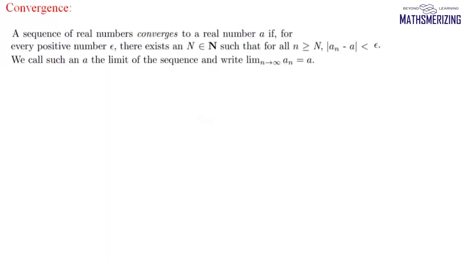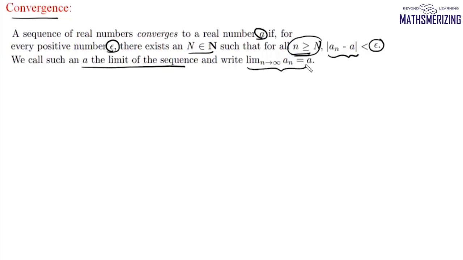Now once we have defined a sequence, the next thing that we'll study is convergence of a sequence. A sequence of real numbers converges to a real number a if for every positive number epsilon there exists an N belonging to natural numbers such that for all n greater than or equal to N, mod of an minus a is less than epsilon. So if we can find such an N for all values of epsilon, however small it may be, then we call such a the limit of the sequence, and we write limit n tends to infinity an is equal to a. So this is the formal definition to check convergence of a sequence.